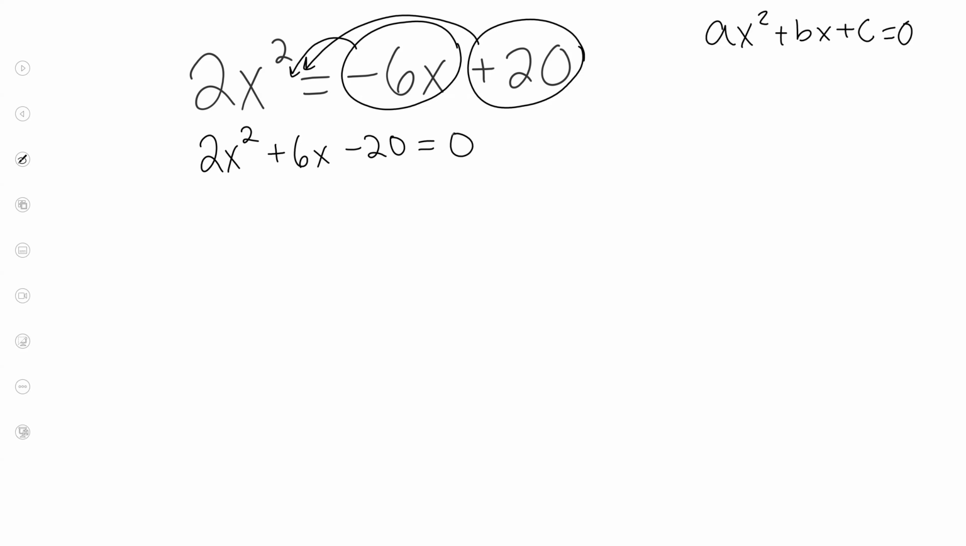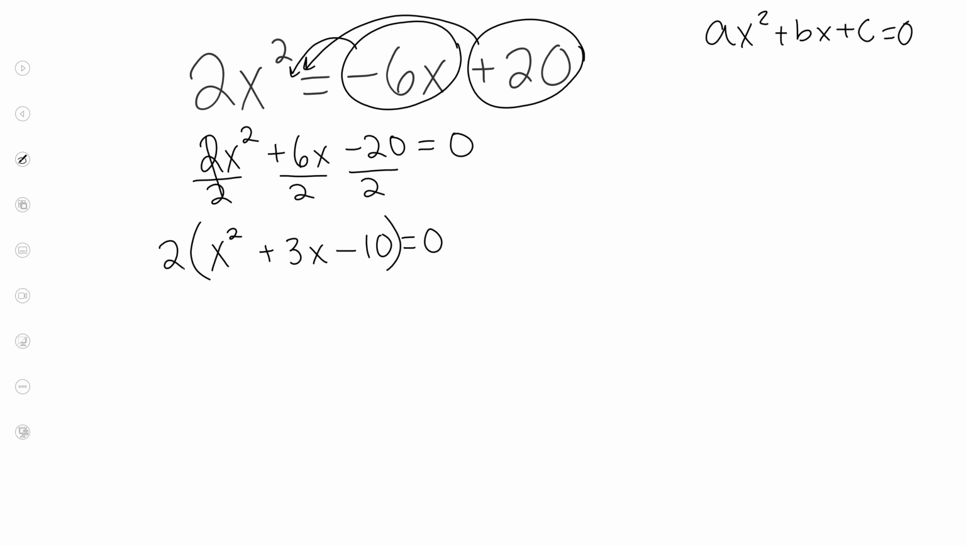So before we get started with the steps, let's ask ourselves, can 2, 6, and negative 20 all be divided by the same number? The answer is yes. They can all be divided by a 2. So 2 divided by 2 is just 1. So this will be x squared. 6 divided by 2 is 3. 20 divided by 2 is 10. So now it is simplified. Don't forget, since we divided by 2, 2 will stay on the outside.